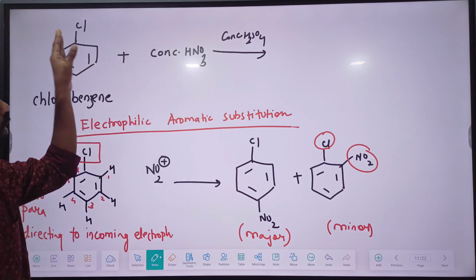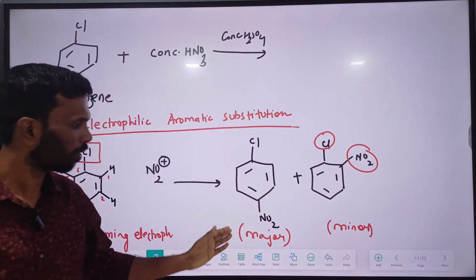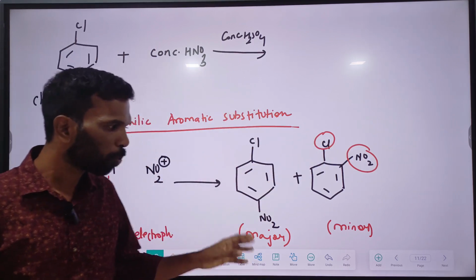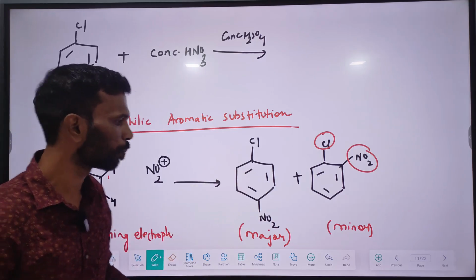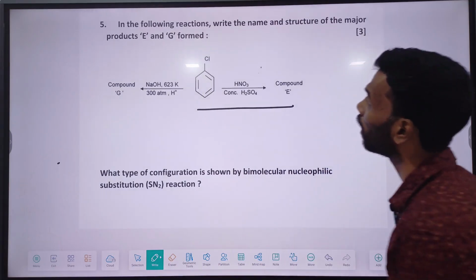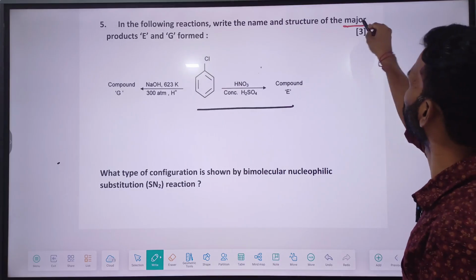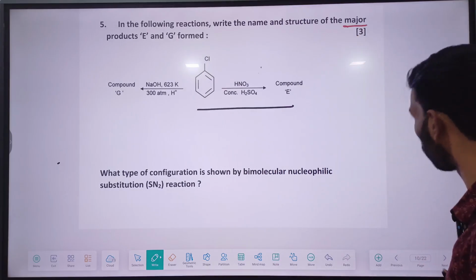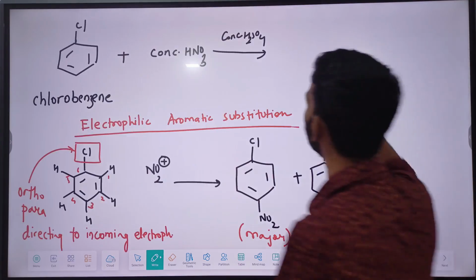So the electrophile will go at the ortho position and the other will go at the para position. Para is always major. This is major. They have asked about the major product. Understand? They have asked about the major product, so the major product will be this.